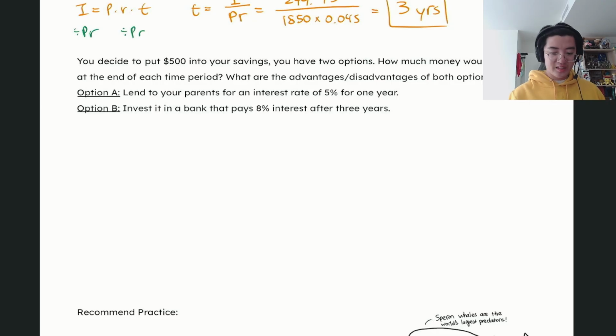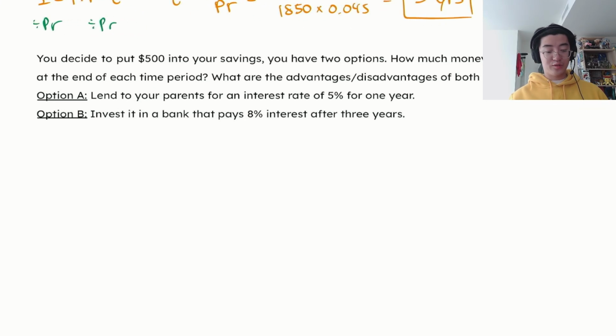So option A, you lend to your parents for an interest rate of 5% for 1 year. So you give the 500 to your parents, and after a year, they will give you the 500 back on top of a 5% interest. Or secondly, you can give it to a bank, and after 3 years, they will give you the 500 back with an 8% interest.